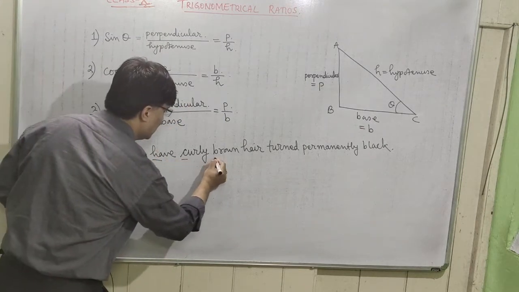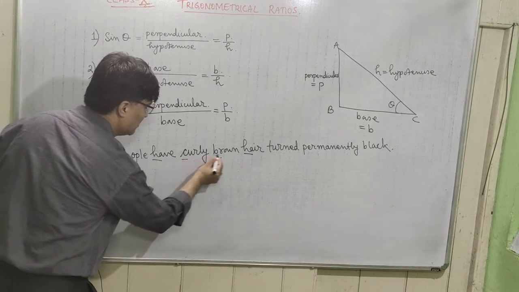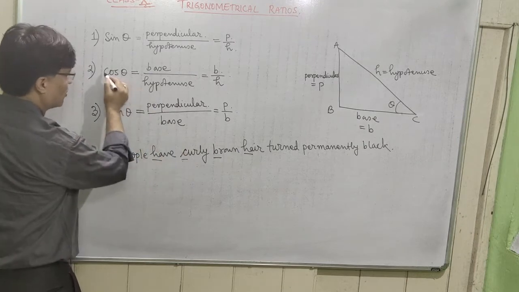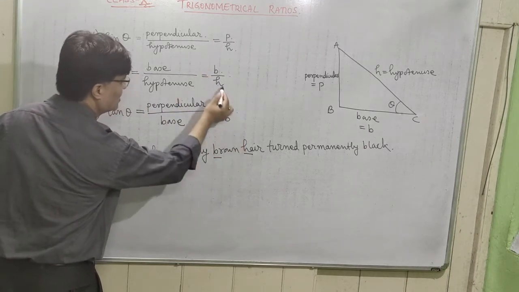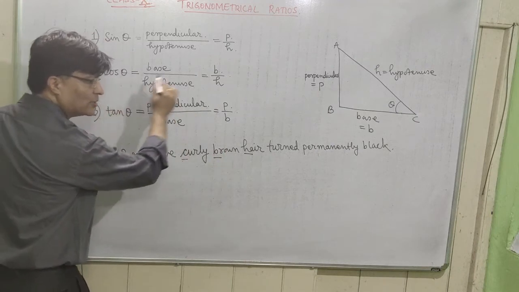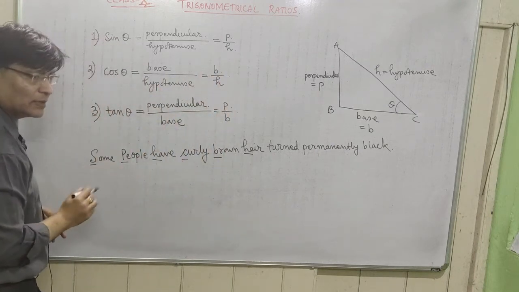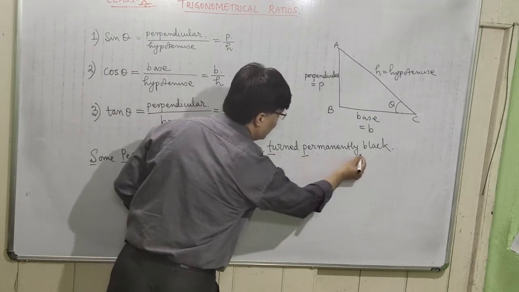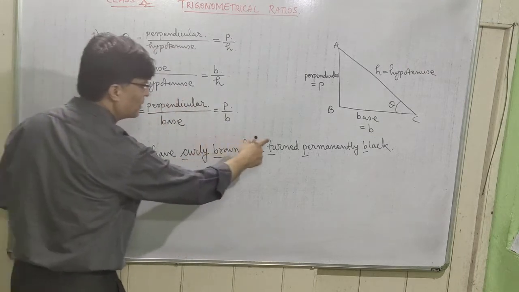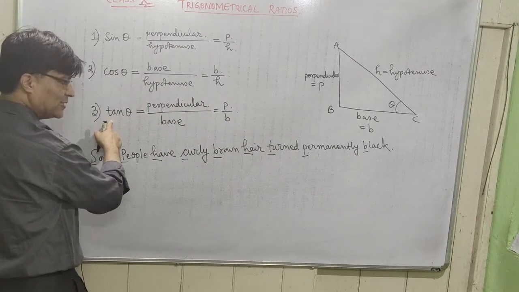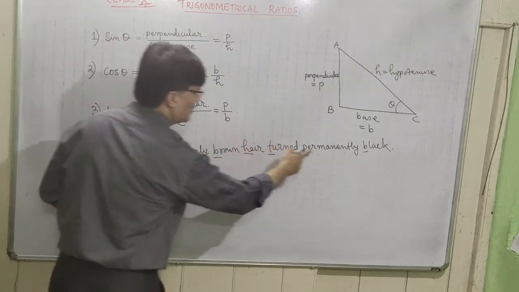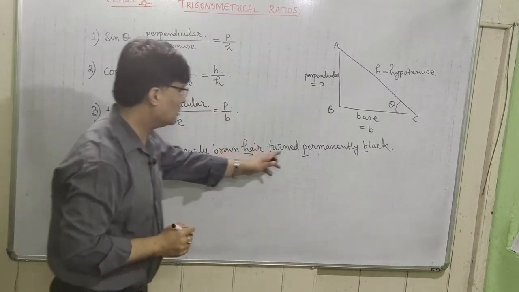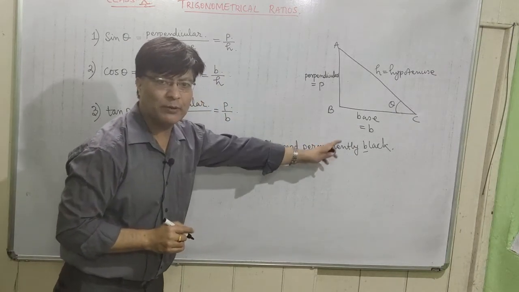Next, curly brown hair, curly C, brown B, hair H. C is cos, this B is B, this H is H. Curly brown hair means cos theta is equal to B upon H. Is that clear? Turned permanently black, T, P, and B. T means tan theta, P means perpendicular, and black B means base. Turned permanently black means tan theta is equal to P upon B.